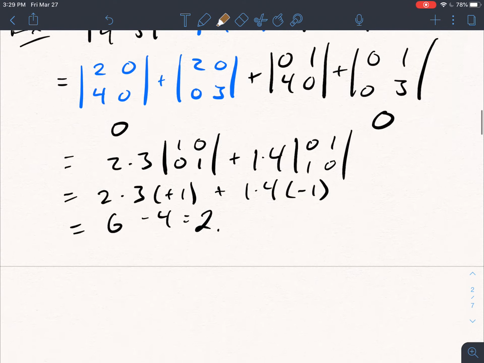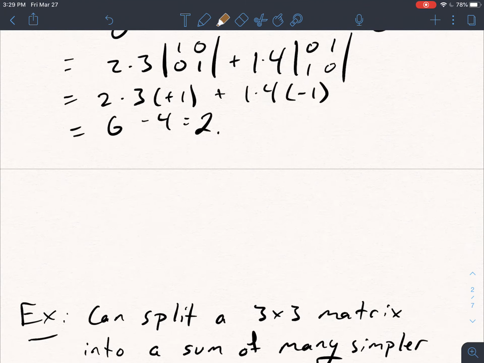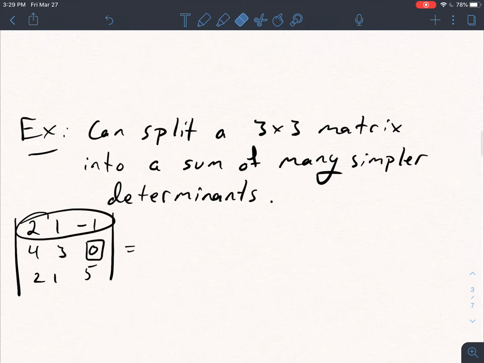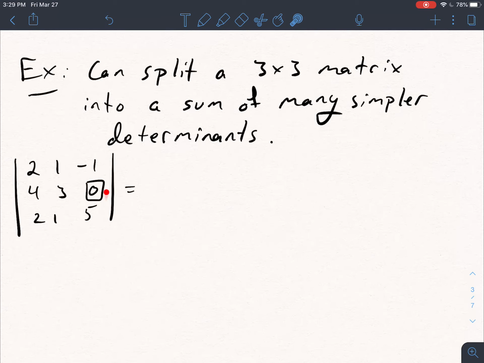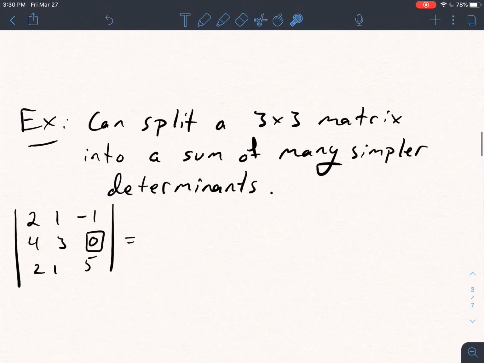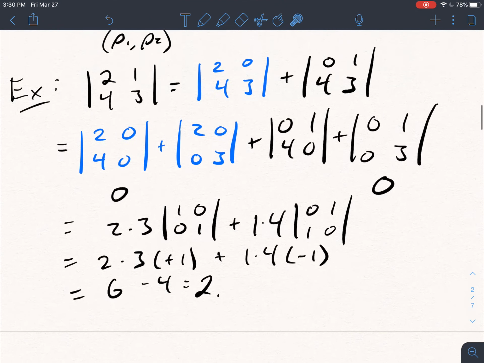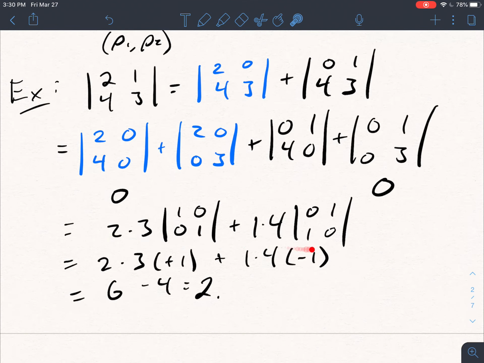And so let's do a bigger example so that we can solidify this a little bit more. Sorry, this circle should not be here. Okay, cool. So let's do a 3 by 3 matrix. So we're going to split this into a sum of many simpler determinants. And notice that this 0 right here, I put a box around it. If I go back to the previous example real quick, at the end right here, I factored out all of those entries from these matrices. If one of those entries was a 0, you can still factor out a 0.